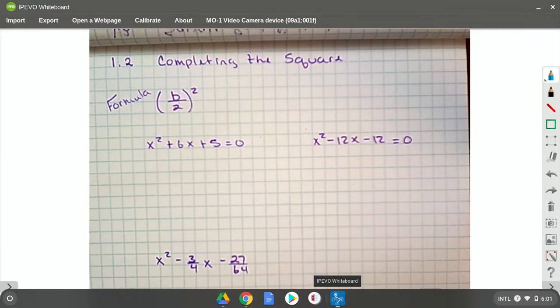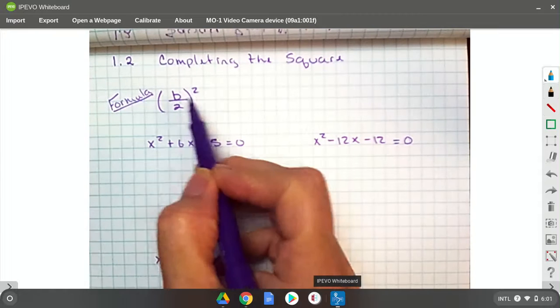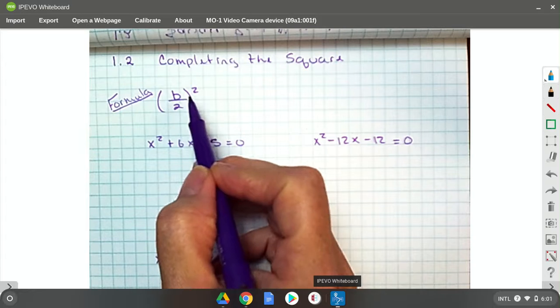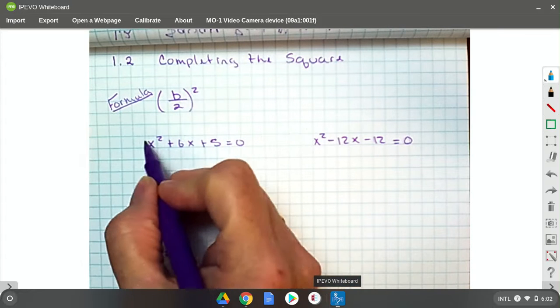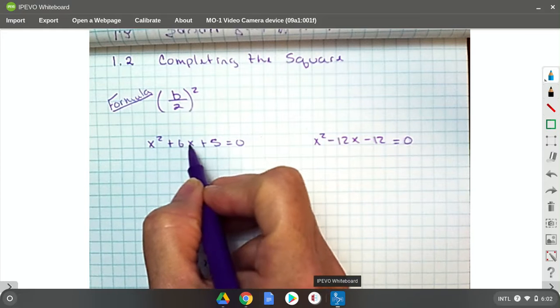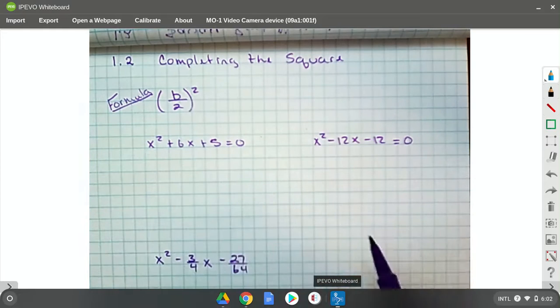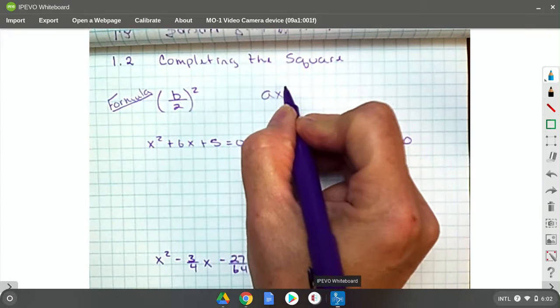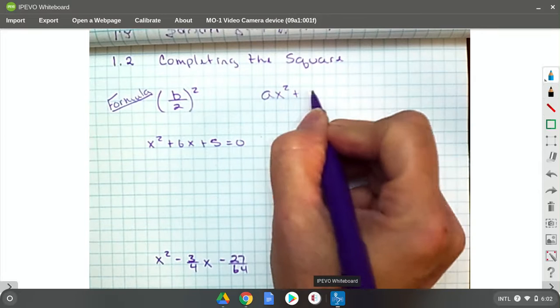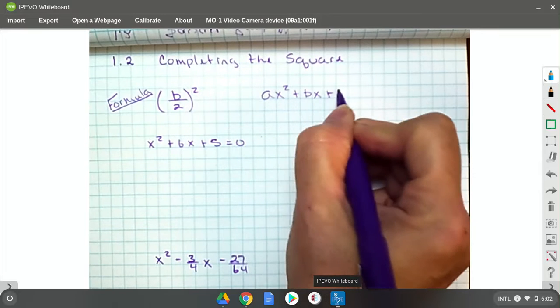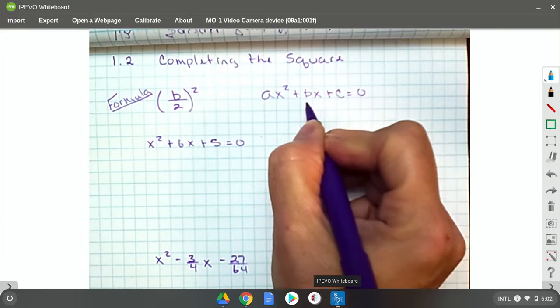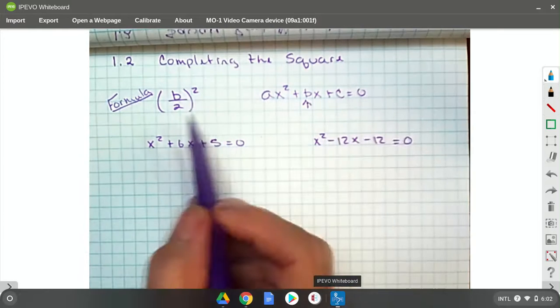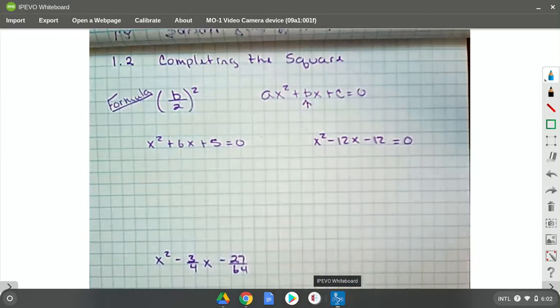So our next method is called completing the square. For completing the square, we use a short little formula. It is b divided by 2 squared. And remember, b is the coefficient in ax squared plus bx. In general, our quadratic equation is ax squared plus bx plus c equals 0. And this number right here, b divided by 2 and squared, we've got to use that formula.